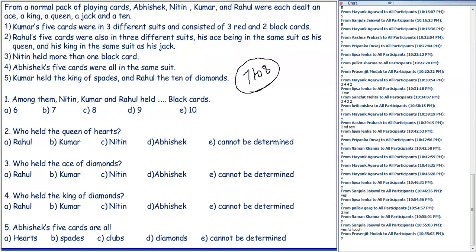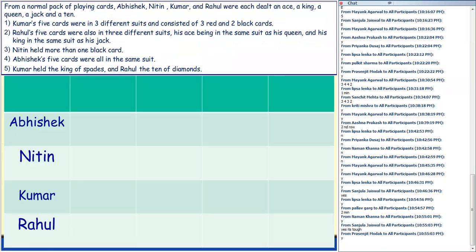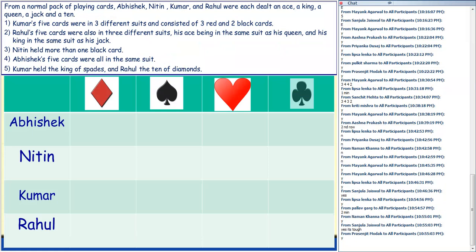Let's see it here. We have to discuss one more set after this. So basically, this is happening here. These are the names: Abhishek, Nitin, Kumar, and Rahul. And the different suits are diamond, club, heart, and spade, in that particular order. Okay?